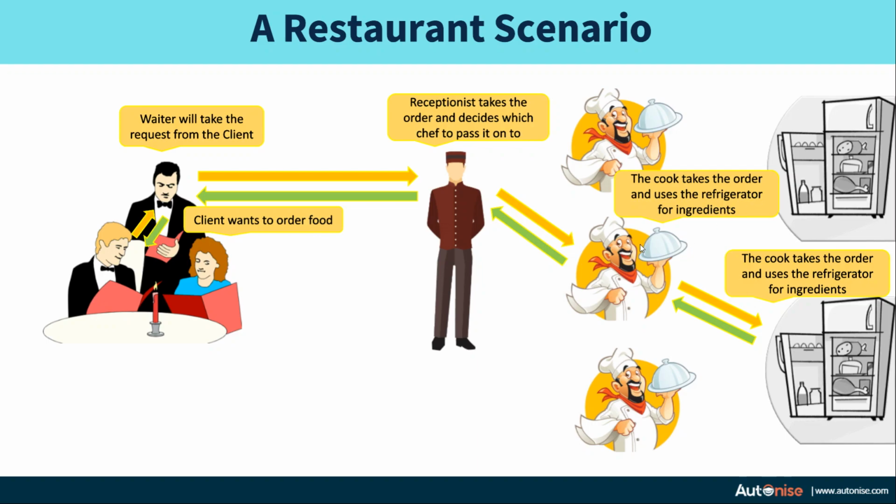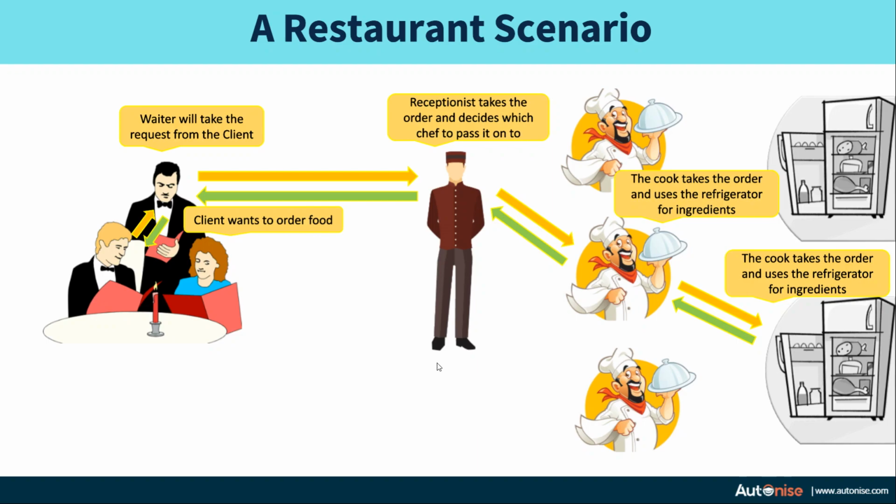The cook, the chef, will take the order and use the refrigerator for ingredients. So they will have a look at the ingredients, cook the food, and send it back to the receptionist. The receptionist will have a look at the table where the clients are sitting. They will ask the waiter to send the food to the client who will get back the food. So, this is the scenario and this is the flow of information in the restaurant scenario.